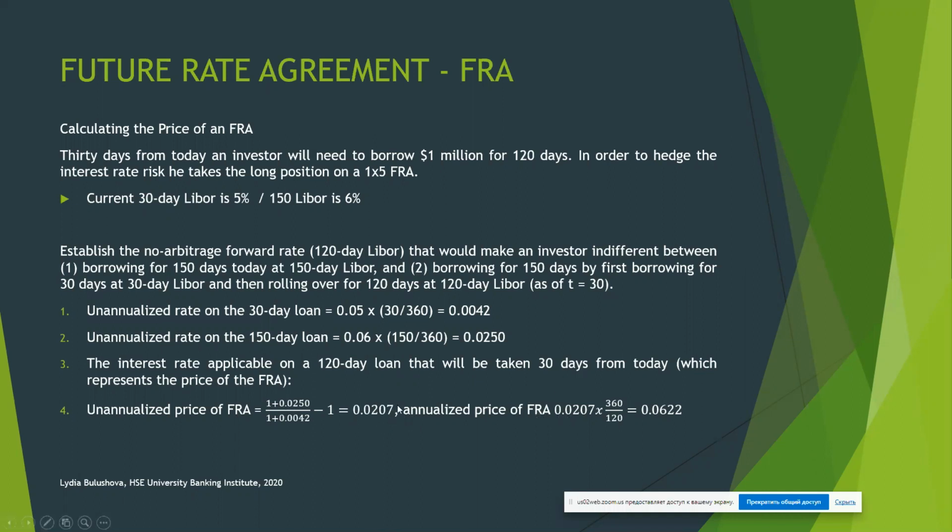This is the price of FRA, but we have to get the annualized price of FRA. And that's why we do this, this is the 4 month rate. We multiply it by a year over 4 months, and we get an annualized price of FRA, or annualized fixed rate, that is equivalent to this FRA contract.